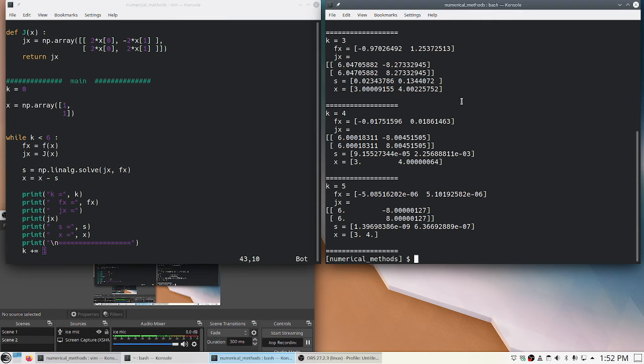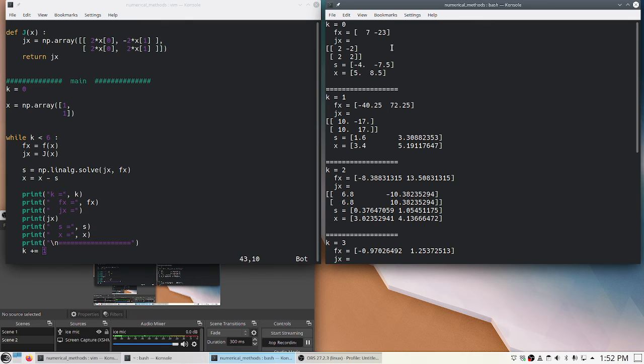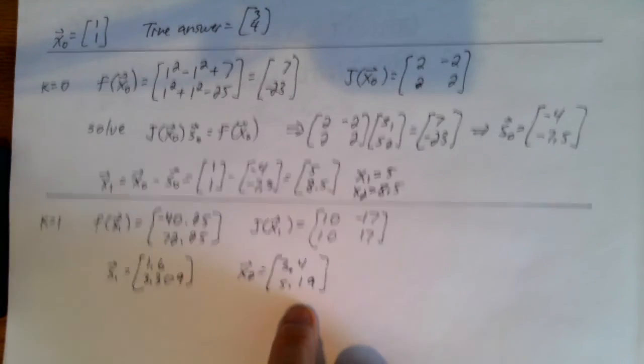So let's look at the values I get here. So here's the values I initially had, 7 and negative 23. Here's my Jacobian. Here's my initial result for s, and here's my initial guess for x of 5 and 8.5. Then on the next iteration, I get this right here, which is what I also had on my piece of paper. So here, x is now 3.4 and 5.19, which, like I said, is what I had on my piece of paper.